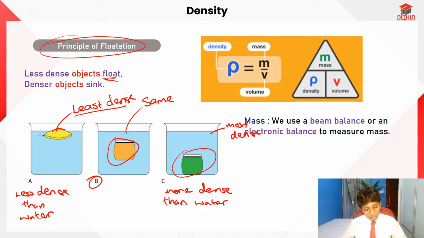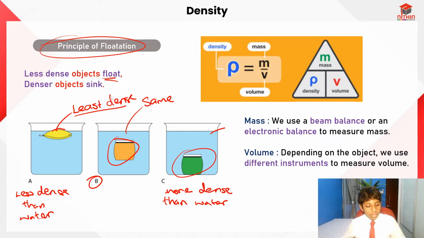So again, how do we measure mass and volume? We use a beam balance or electronic balance to measure mass. We use different instruments to measure volume. So how can this be applied to this diagram over here? Density is equal to mass over volume. So in order to find the density of an object, such as these materials over here, we need to know its mass and its volume. I hope you understood that. Now let's move on.